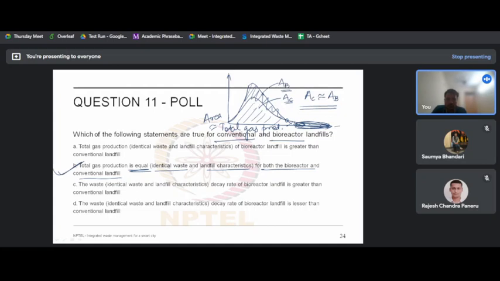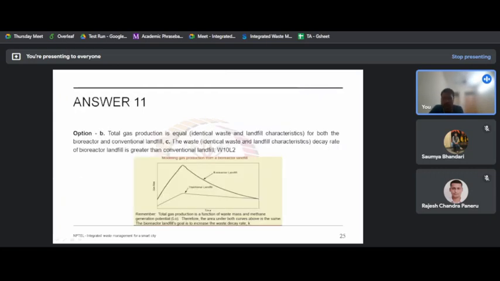Then we need to compare the decay rate. Since we are recirculating the leachate, the decay rate of bioreactor landfill will be greater than the conventional landfill. So option C is correct. I think Soumya answered B and C. So good, B and C are correct. Total gas production is equal for both the bioreactor and conventional landfill. And option C was that the waste decay rate for bioreactor landfill will be greater than the conventional landfill. You can refer to the second lecture of this week for this question.